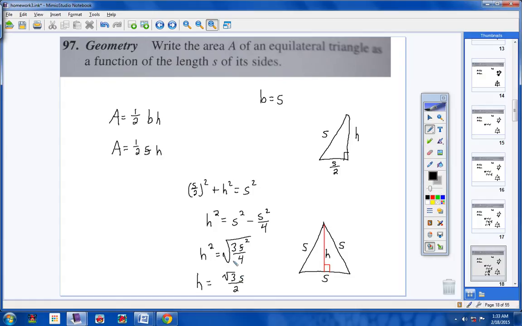The square root of 3, I don't know, I'll leave it as the square root of 3. The square root of s squared is s, the square root of 4 is 2. Now, this whole expression right here equals h, so I can pick that up and put it in for h right here. Here's my 1/2, here's my s, then here's my height, my h, okay? H equals square root of 3s over 2.